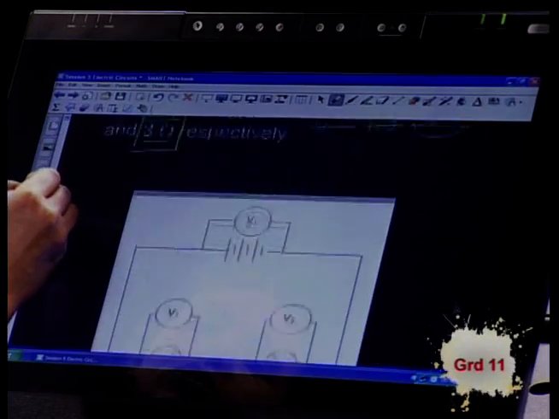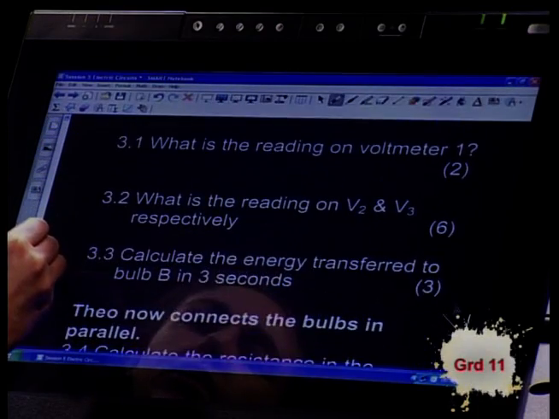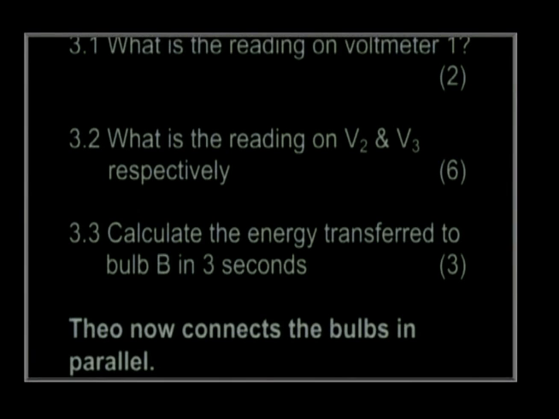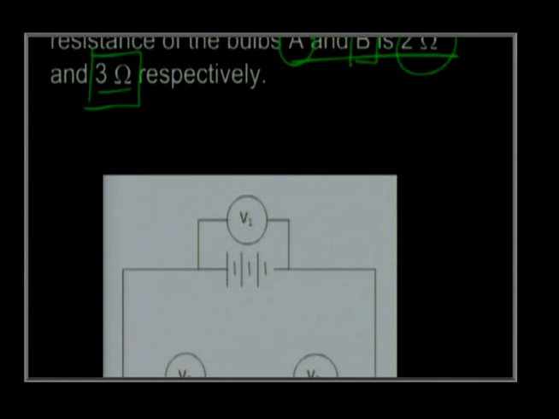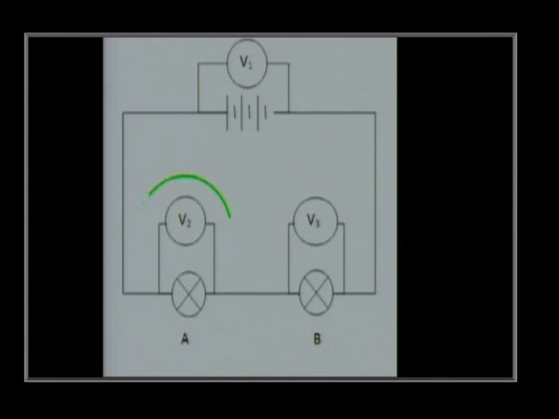The follow-up question to that, they want to know what is the reading on voltmeter 2 and voltmeter 3 respectively. Now remember, voltmeter 2, voltmeter 3, they are the ones that are connected over here across light bulb A and across light bulb B. We will need to know what the total resistance is for the circuit so that we can go and calculate the current.